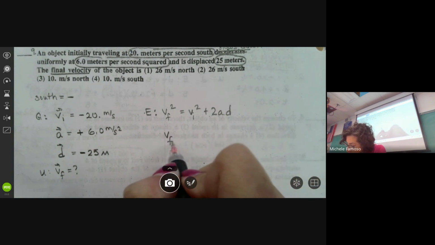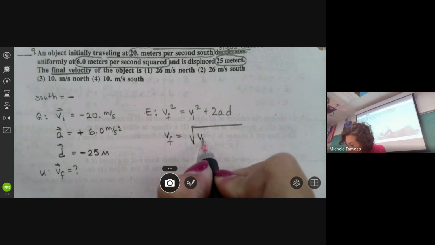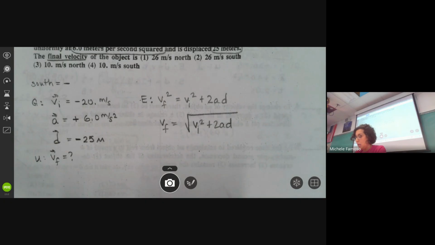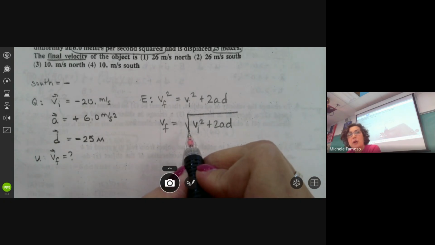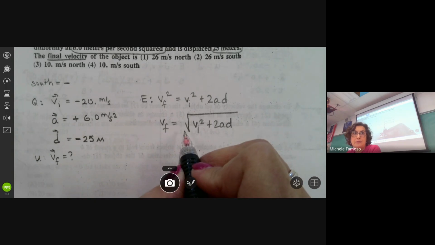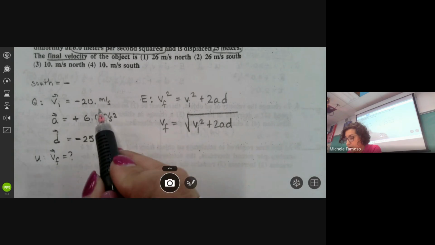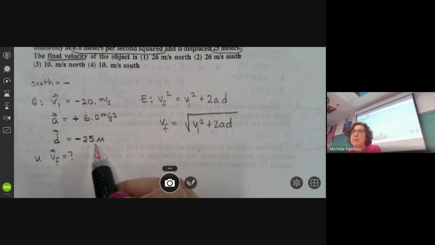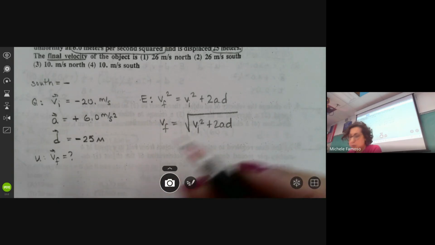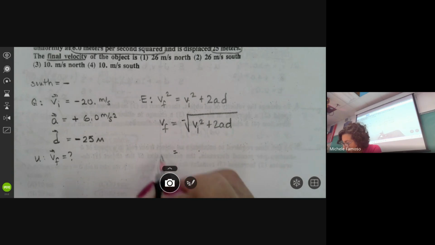Now, to get VF, I need to take the square root of both sides. So that is the algebraic manipulation. Remember that whenever you do a square root, you have to decide on a direction, positive or negative. That's going to matter here. You were going south, you slowed down. Which way are you headed after you slow down? Probably in the same direction, the negative one, okay? So I want the negative root.